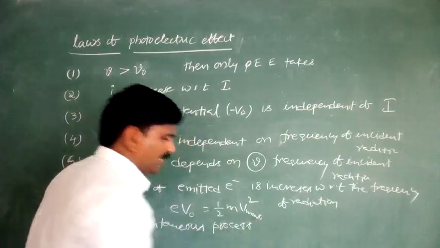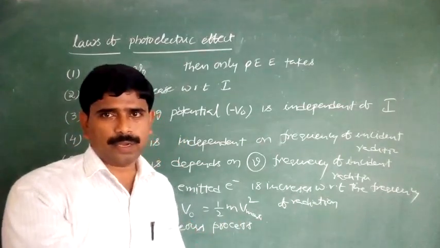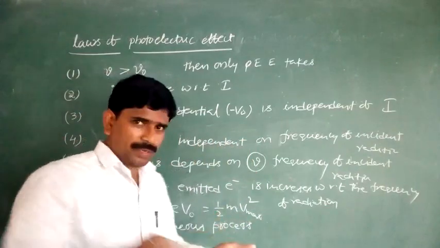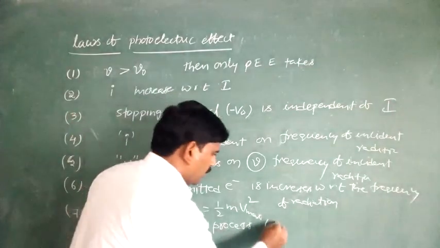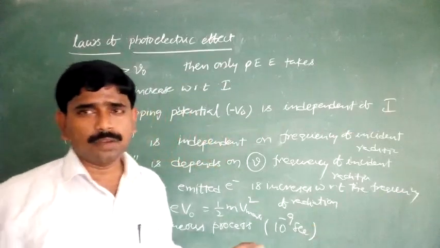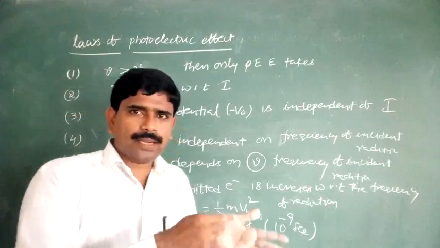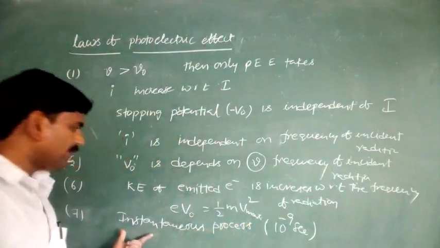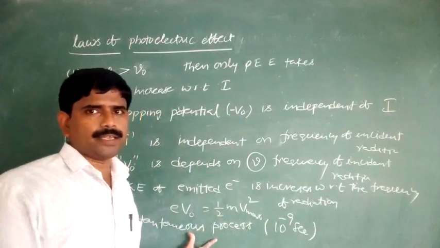So this one is the instantaneous process. When radiation is incident on the photoelectric metal, electrons are emitted from it. The time taken between the incidence of the radiation and the emission of the electrons is nearly of the order of 10 to the power minus 9 seconds. Very little time. That's why we call it an instantaneous process. The photoelectric effect is an instantaneous process.